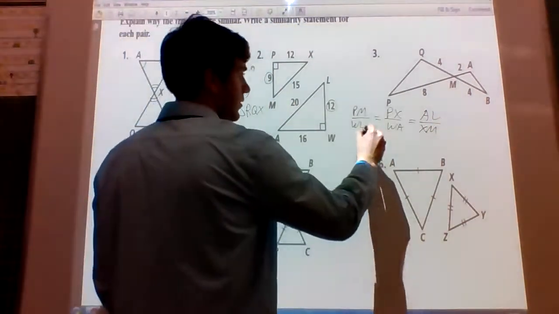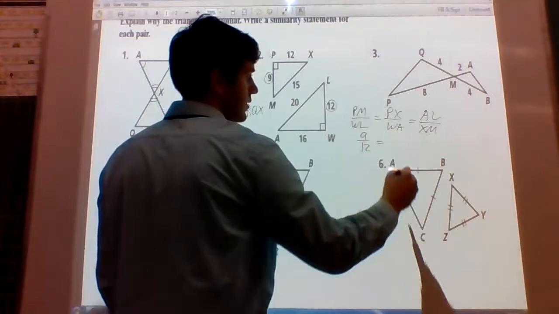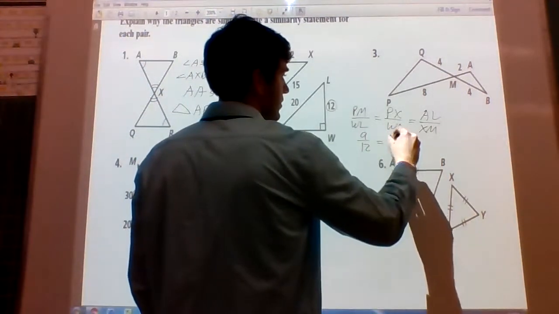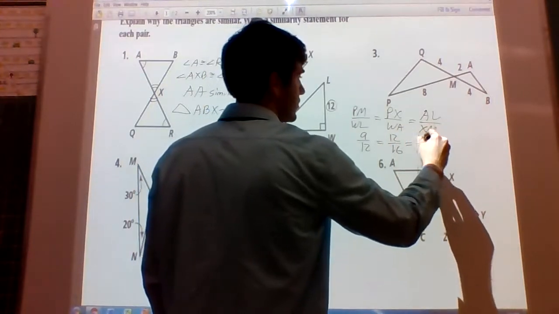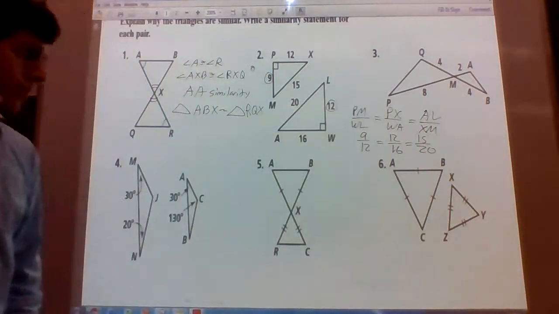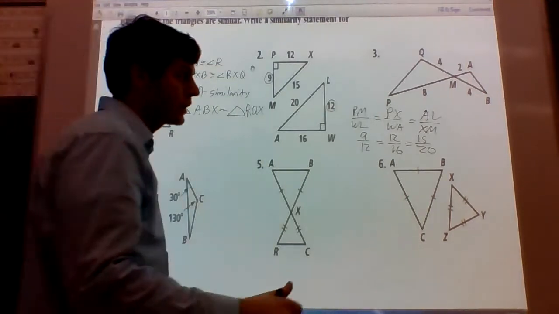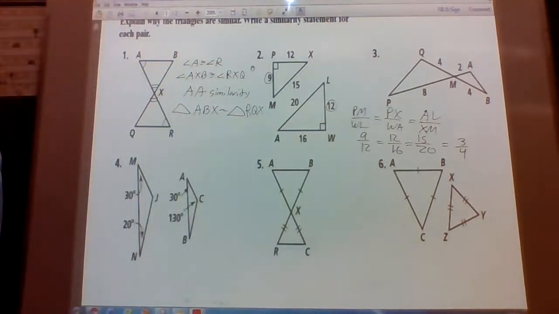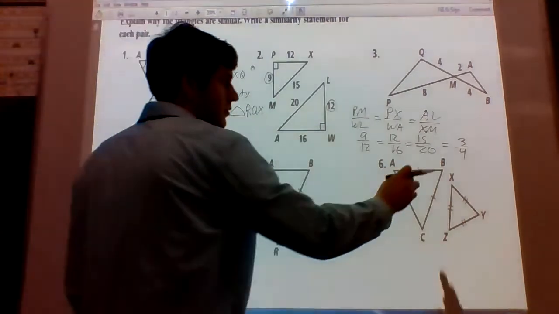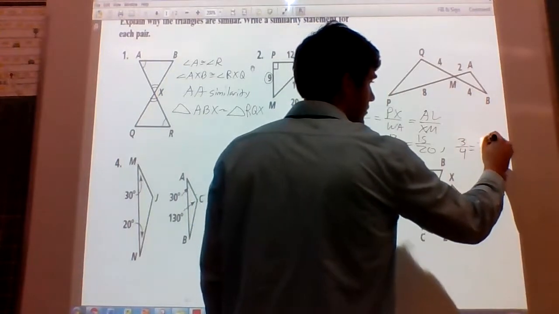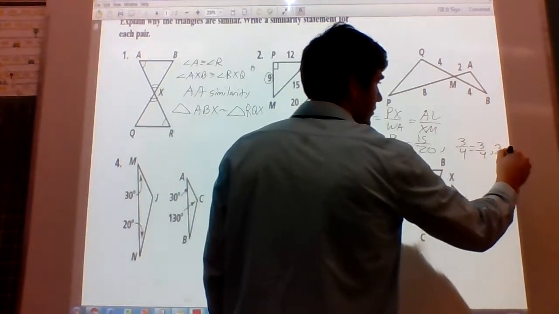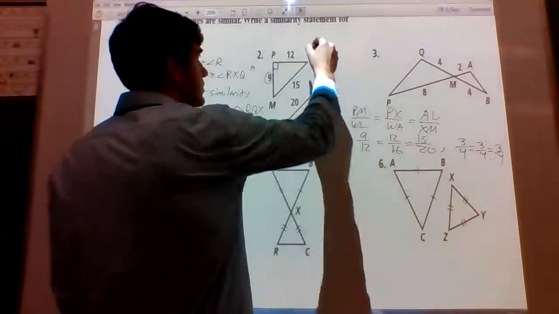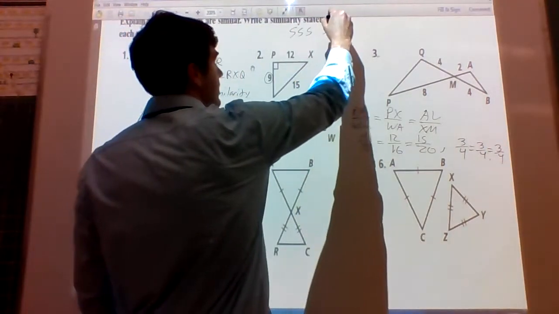So 9 over 12, 12 over 16, and 15 over 20. Okay. All three of those fractions are going to equal 3/4. So they're all going to be the same. All right. Let's put a comma here. 3/4, 3/4, and 3/4. Since all three sides are the same, we know we can use side, side, side similarity.